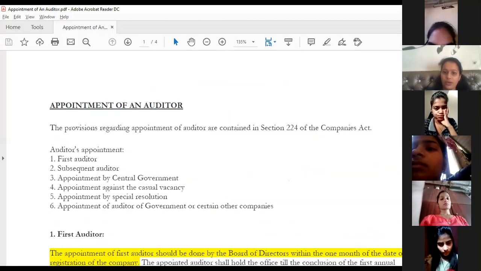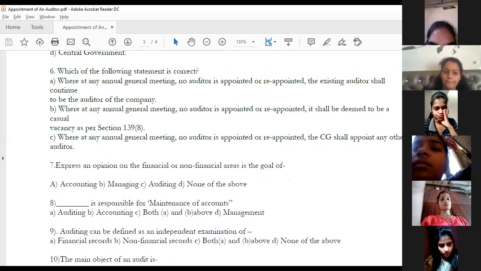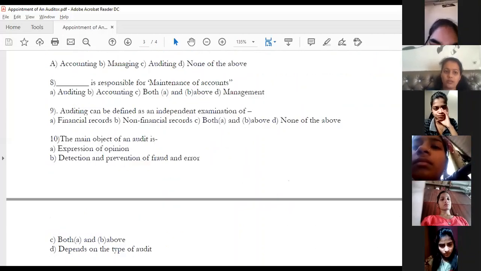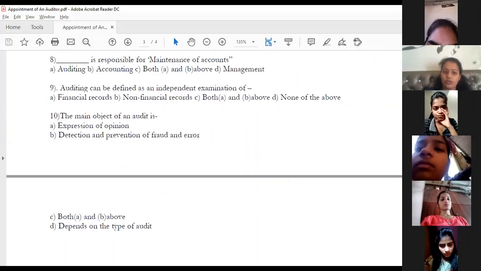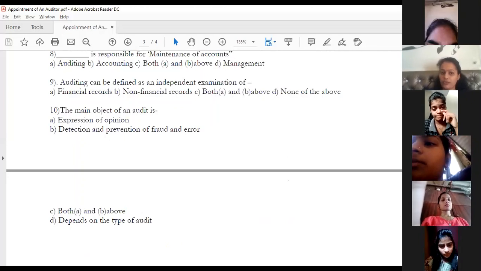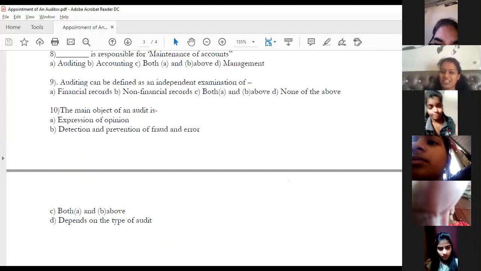Is everybody following? If you have any queries, you can put them up in the chat box. Going ahead with the last question. What is the main objective of an audit? Option A, expressing an opinion. Option B, detection and prevention of fraud and error. Option C, both A and B. Option D, depends on the type of audit. What is the objective of auditing?